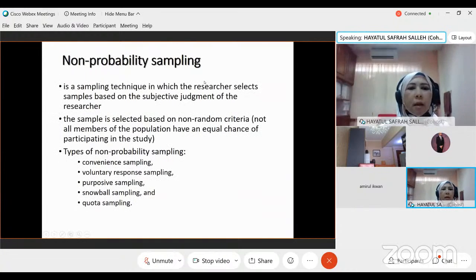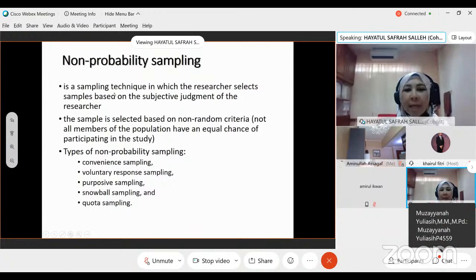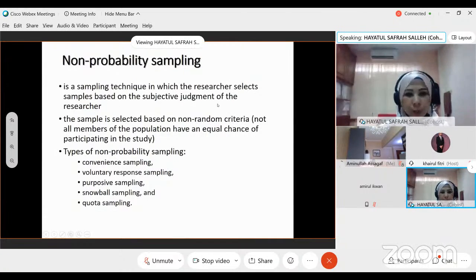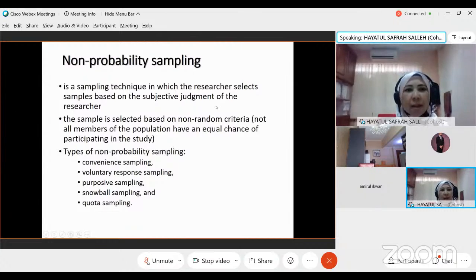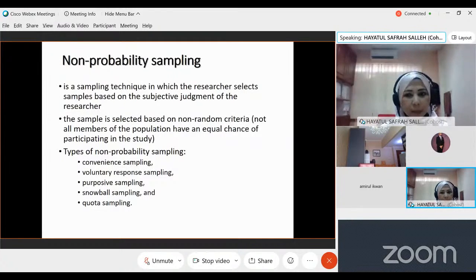Okay, now we look at non-probability sampling. Non-probability sampling is a sampling technique in which the researcher selects samples based on the subjective judgment of the researcher. It is clearly stated there: based on the subjective judgment of the researcher. So that is different from probability sampling.